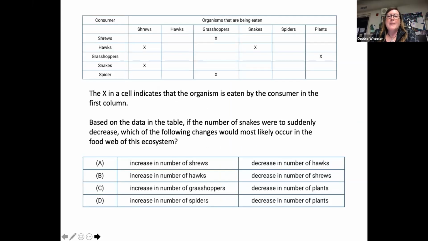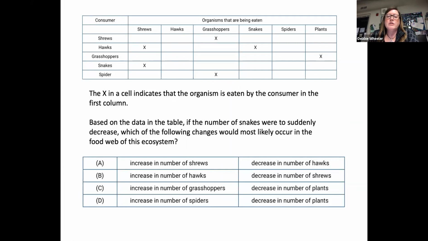All right. Here is another example of a question that we might see. It's worded as a multiple choice, but it asks us to analyze some data, and that's a pretty important skill. Take a minute to look at the table here at the top. The X in the cell indicates the organism is eaten by the consumer in the first column.